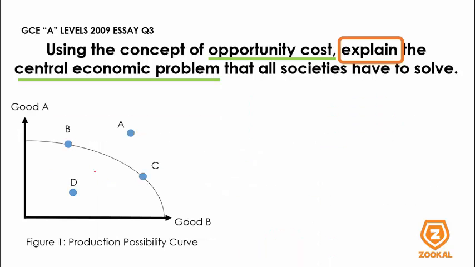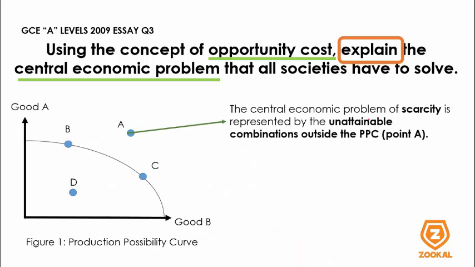First of all, point A actually represents scarcity because it is actually the unattainable combinations outside of the PPC. Remember, the definition of PPC is the maximum combination of goods and services that can be produced in the economy. So any point on your PPC will be the maximum amount of goods and services that can be produced. And any point outside of the PPC are unattainable combinations. So here is represented by scarcity.